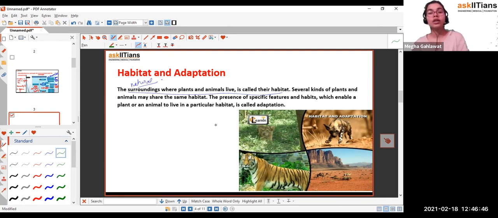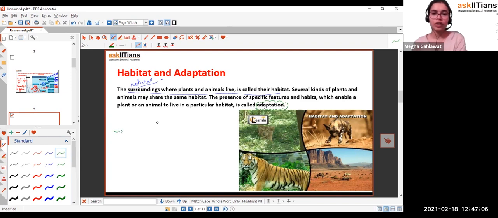Okay, so adaptations basically are what? The habits which are changed by the animals or the plants, or the different types of characteristics or features which are acquired by the animals or the plants, are the ones which are called adaptations. Why? Because they help in the better surviving of the animals or the plants, right?